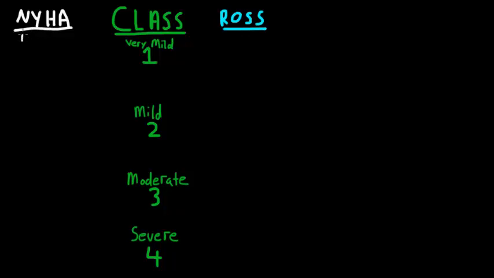The NYHA index is going to help us categorize adult cases of heart failure based on symptoms, whereas the Ross index is going to help us categorize pediatric cases of heart failure based on symptoms as well. But in pediatric cases of heart failure, we're going to have a couple of different symptoms that we're not going to see in adult heart failure. So let's jump right in and start talking about class 1, very mild adult heart failure.